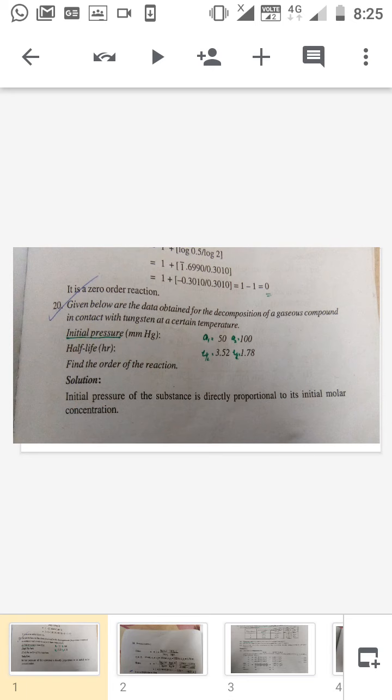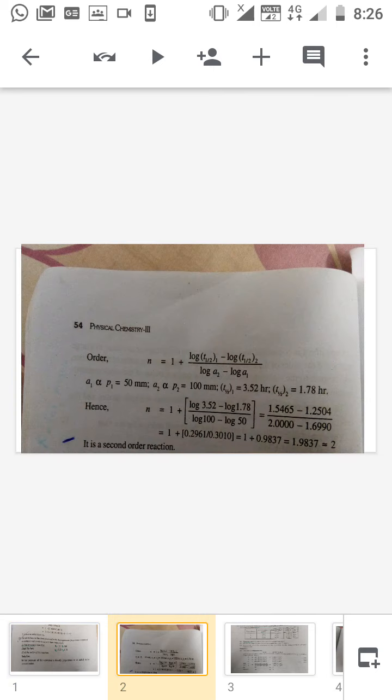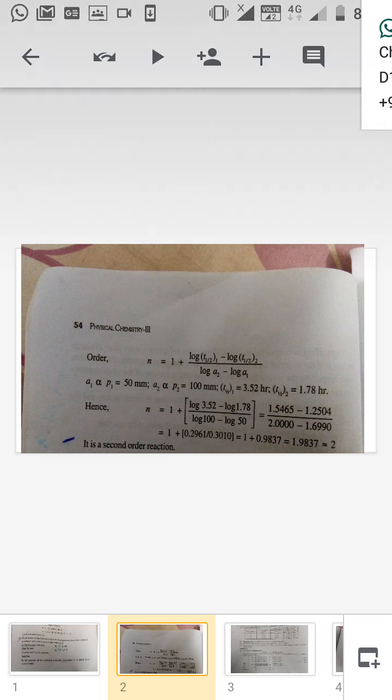So they are given the A1, A2, T half 1 and T half 2. As in the case of the 19th problem, it is similar to the 19th problem. Write down the equation for the half-life period. This is the equation: n is equal to 1 plus log T half 1 minus log T half 2 divided by log A2 minus log A1.